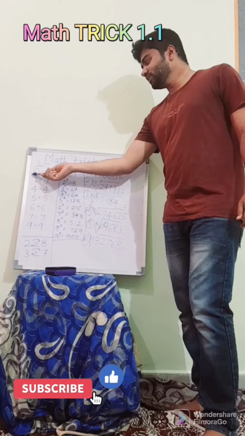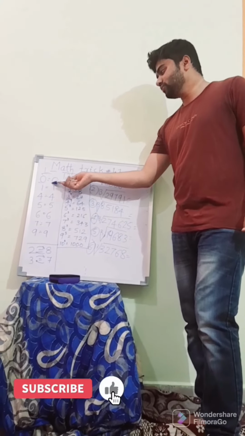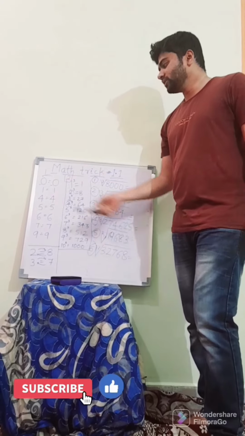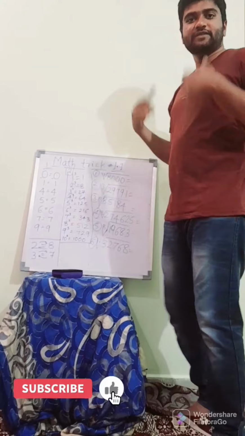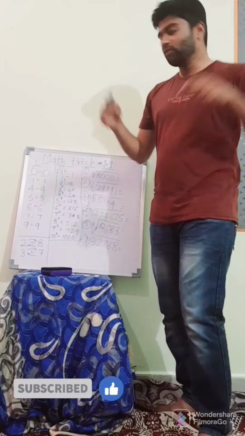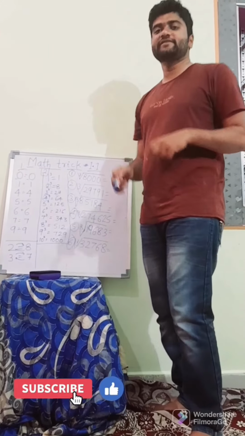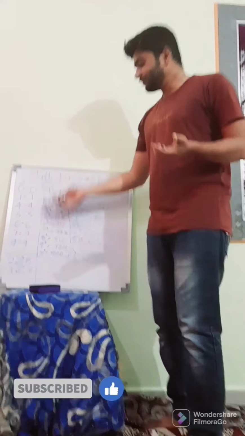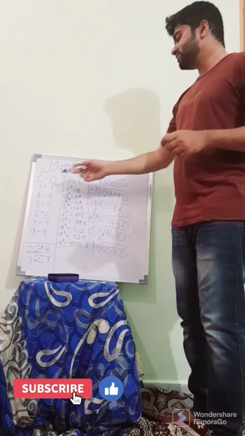If the number ends with 0, then your answer also ends with 0. The same goes with 1. If the number ends with 1, the answer also ends with 1. If the number ends with 4, the answer also ends with 4. If the number ends with 5, the answer ends with 5. The same goes till 9. But we are missing some numbers here.